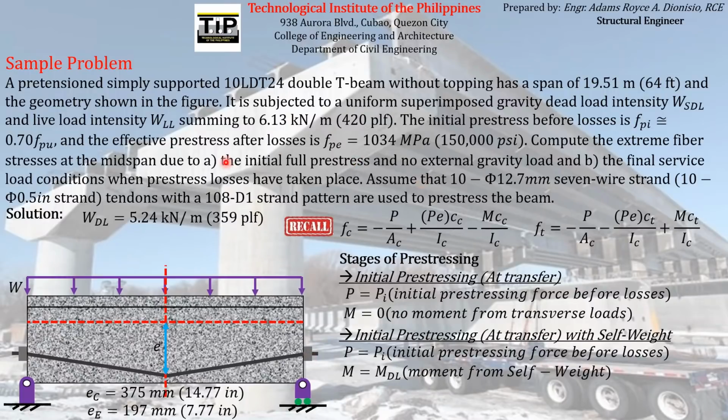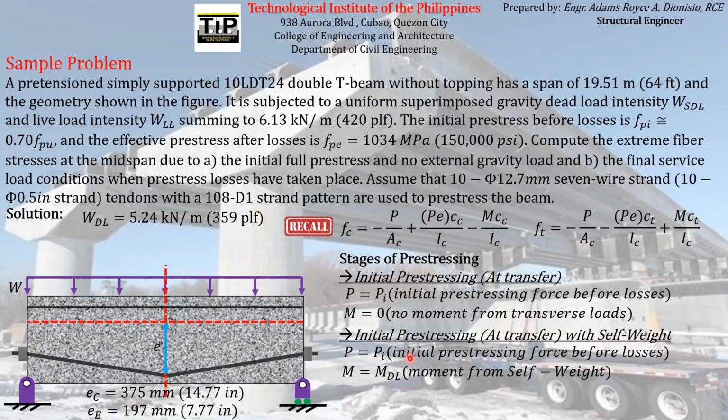So in this particular question, the case that the question asks is this stage of pre-stressing, wherein the magnitude of P in this formula is equal to Pi, the initial pre-stressing force, and the magnitude of M is equal to the moment due to the dead load. So if we can compute the magnitudes of Pi and MDL, we can already solve for the stresses acting on the concrete element itself.